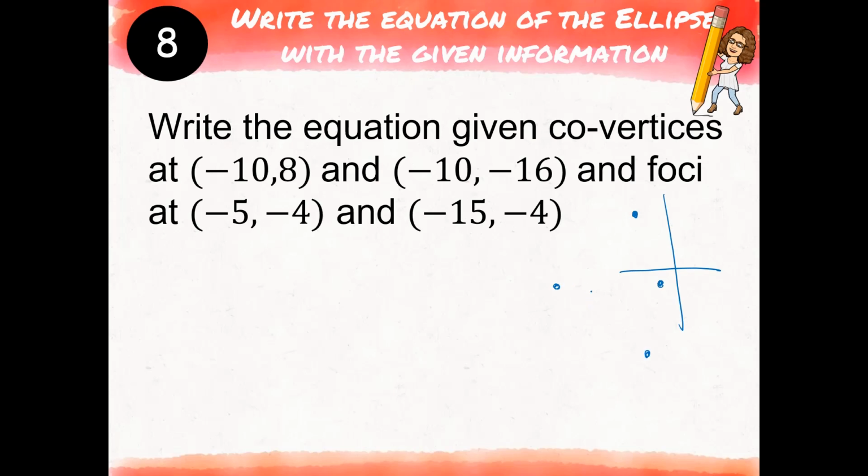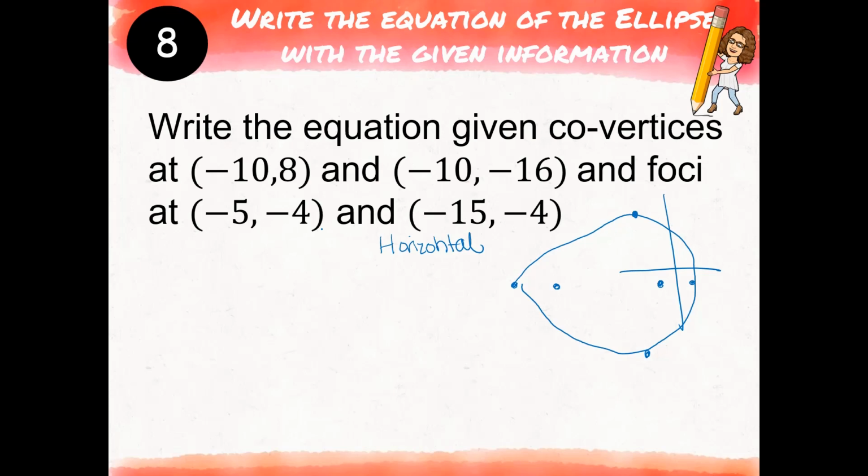Well, those are foci, right? So that must mean that I have vertices that are further out. So I know my graph looks something like this. Kind of weird. It definitely is a horizontal ellipse, though. The other way I can tell it's a horizontal ellipse is the foci are changing via the x. Can't look at the co-vertices, though, because the co-vertices are not along your major axis. And that's what we're trying to find, is the major axis value.